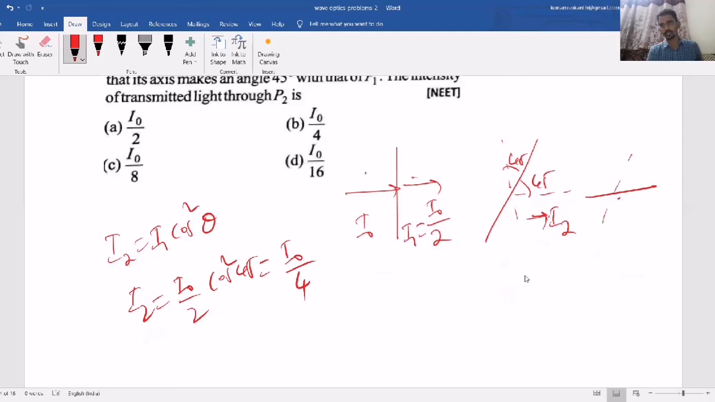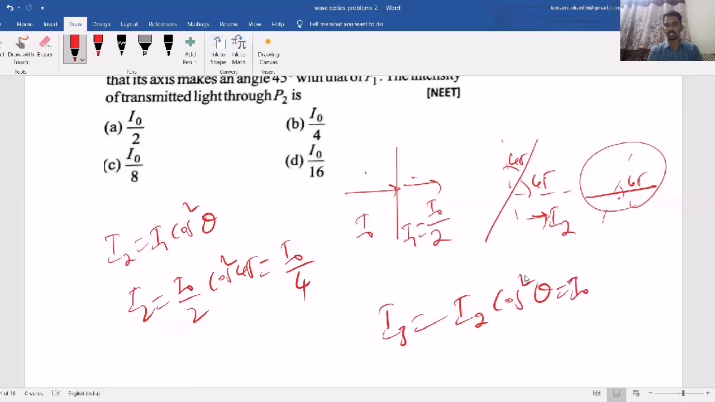where the angle between these two is again 45. So the intensity coming out of the last one, I3, is equal to the intensity falling, I2, into cos square theta, where I2 is I0 by 4 cos square again 45. So that is again 1 by 2 will come. So I0 by 8. So what is the final emerging intensity? I0 by 8. So step by step you have to take.